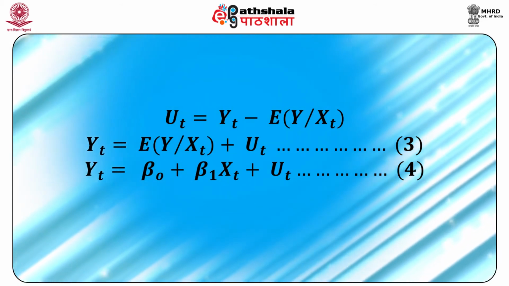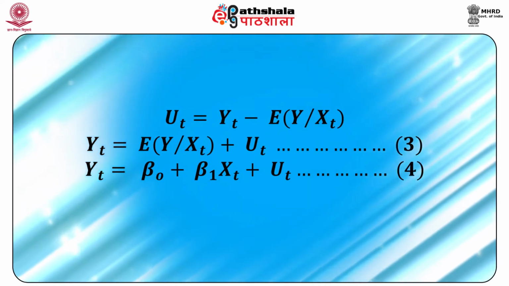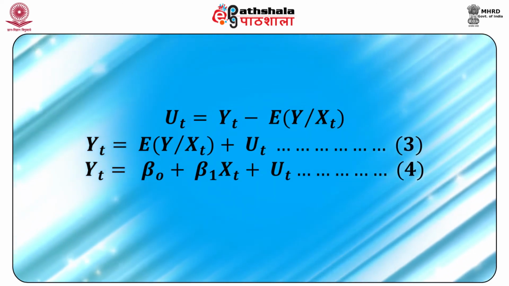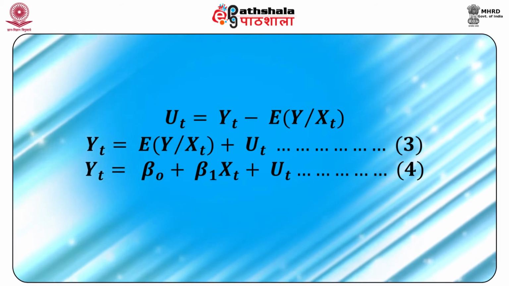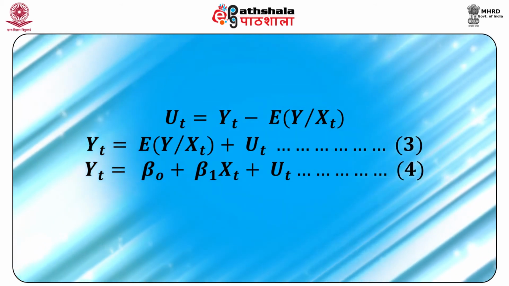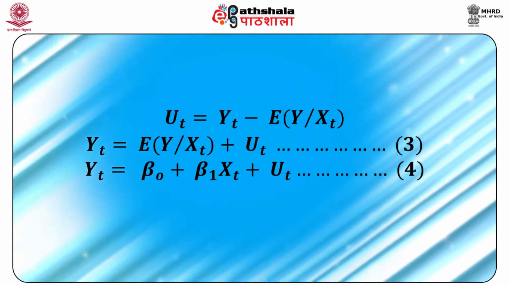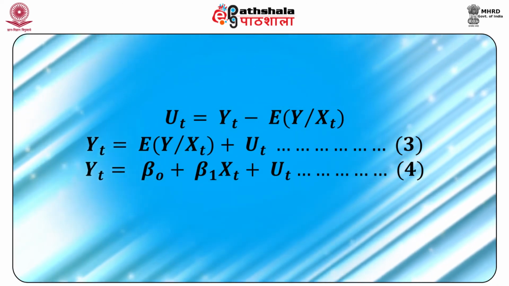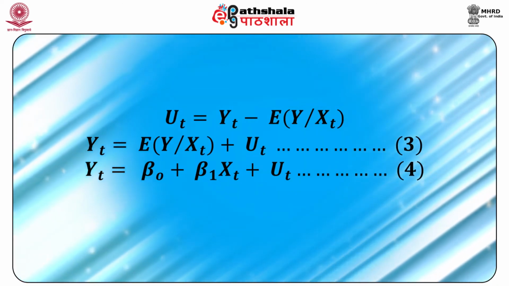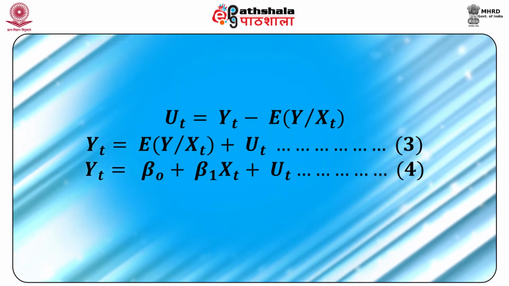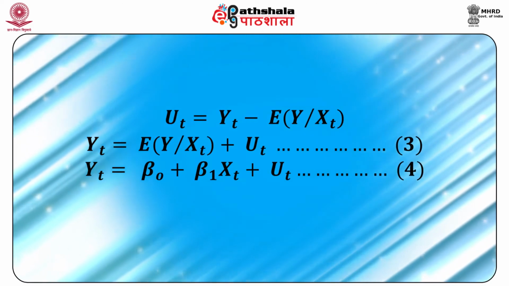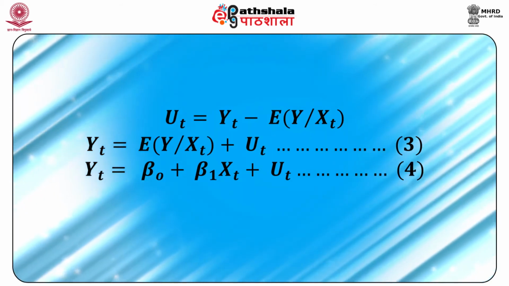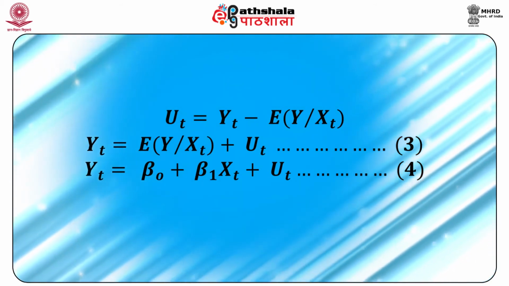Now this is our equation 3, and we have another equation, which is that yt is equal to beta 0 plus beta 1 xt plus mu t, which is equation 4, which we have obtained by substituting the value of expected value of y given xt. The deviation of this yt from its expected value is, in this case, denoted by the mu t. Now mu t is an unobservable random variable and can take either positive or negative values. They are popularly known as stochastic disturbance term.